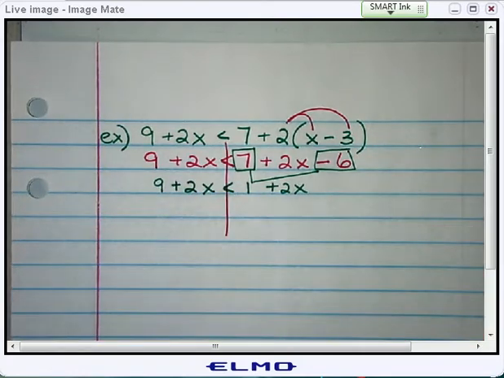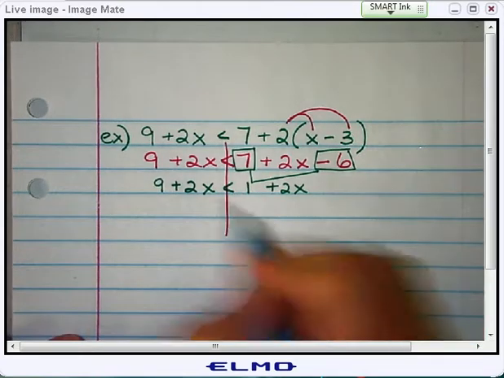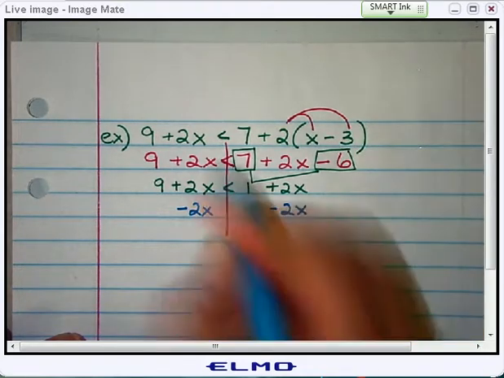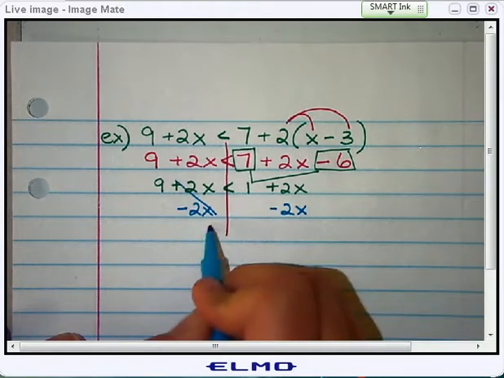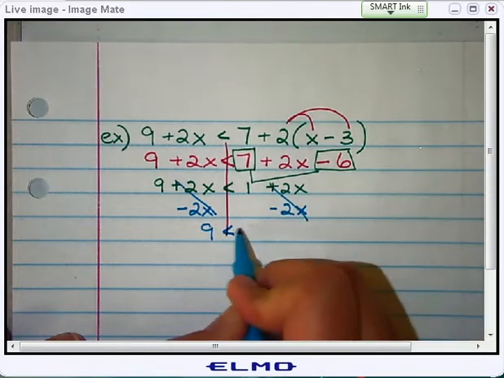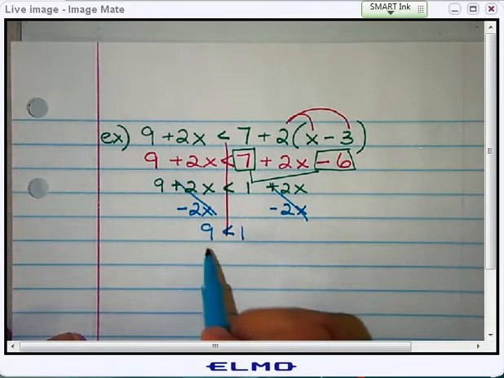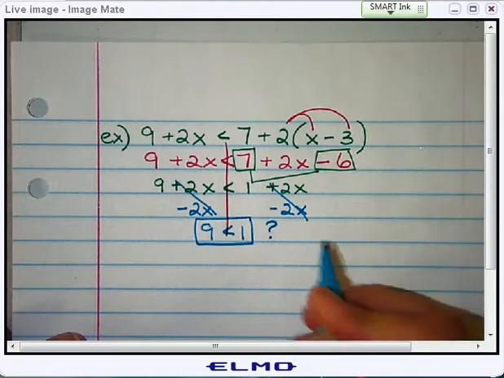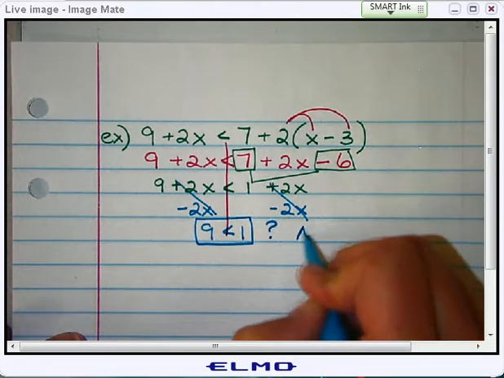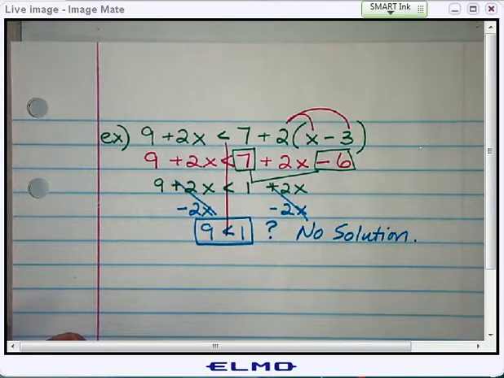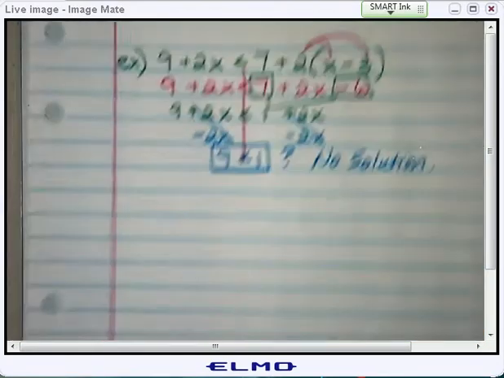You might be able to see that it's no solution already, but I'm going to go ahead and do a final step. I'm going to minus 2x from each side. Over here, that completely goes away. You've got 9. Over here, this completely goes away too, so you've just got 1. So we have the inequality that 9 is less than 1. Is 9 less than 1 ever? The answer should be no. This is no solution. 9 is not less than 1. If you ever get something like that, no solution.